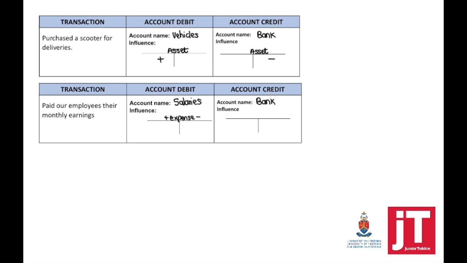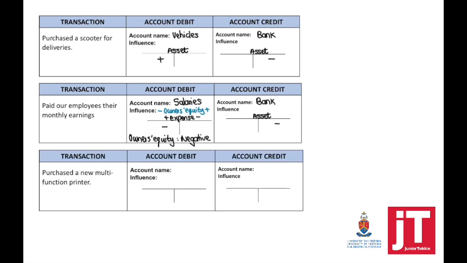Salaries is regarded as an expense, and it will have an impact on your owner's equity. So if your expenses increase, it will have a negative effect on your owner's equity. Bank is regarded as a current asset, which means that our assets will decrease when money goes out of our bank account.